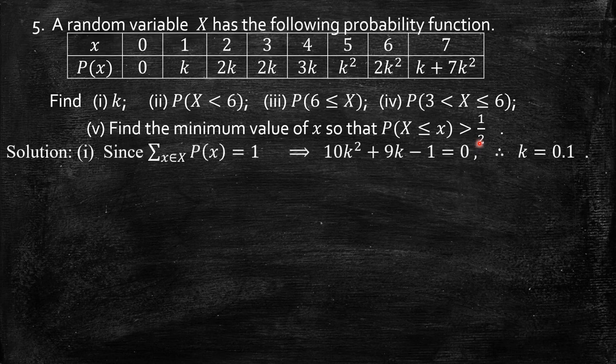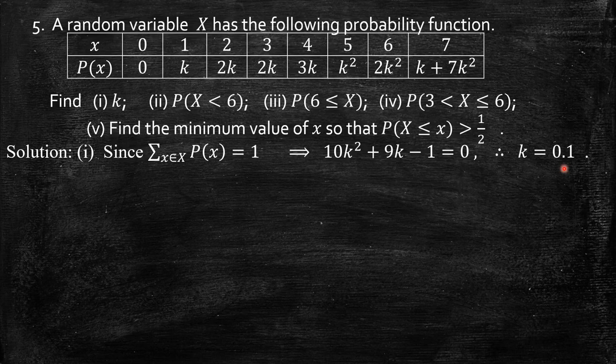So first, to find k, once again we use that same condition: the sum of the probabilities must be equal to 1. So if I add all these, we'll get 10k square plus 9k equal to 1, or which I can say it is 10k square plus 9k minus 1 equal to 0. A quadratic equation. So we can solve, the roots are here, obviously we'll get two roots. One is minus 1, another is 1 by 10, that is 0.1.